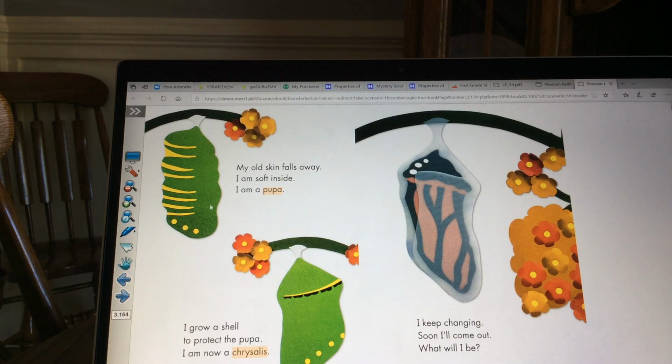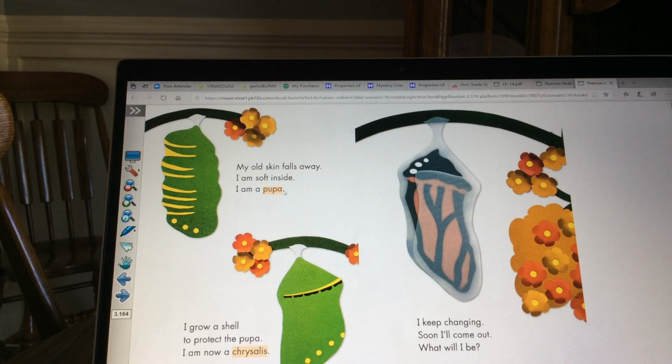"My old skin falls away. I am soft inside. I am a pupa." Oh my goodness, I'm having so many connections to the book I read to you guys a few weeks ago about butterflies and monarch butterflies. Wow, pupa. I know that word. This is also, we can tell, an important word because it has that tan around it.